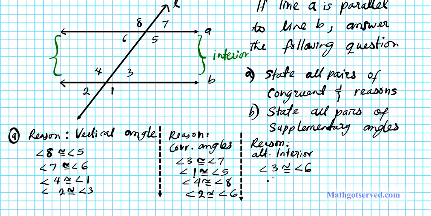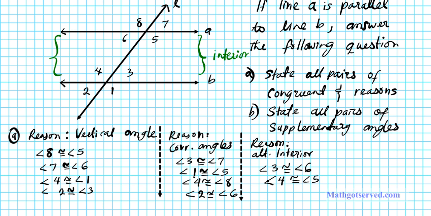And then we have angle 4 on the left side. So the angle on the opposite side in the interior is angle 6. I'm sorry, angle 5. So angle 4 is congruent to angle 5. Reason is because they are alternate interior angles. All right, those are all the alternate interior angles we have.